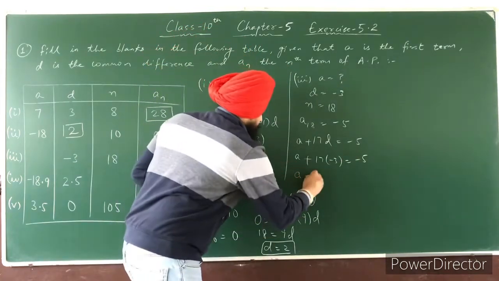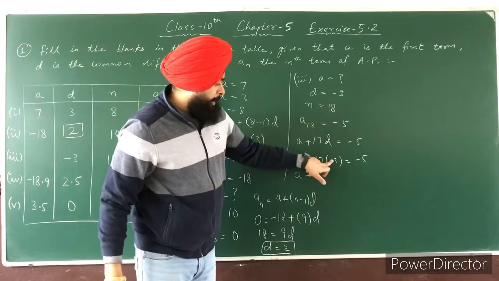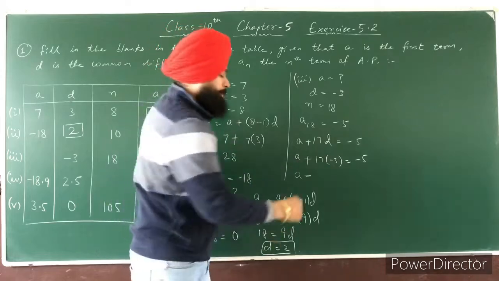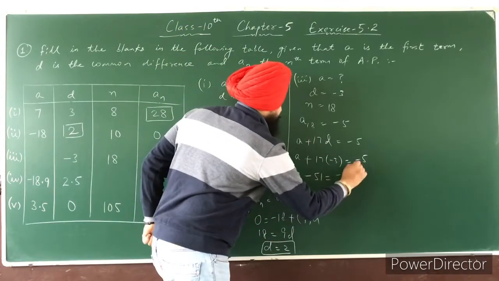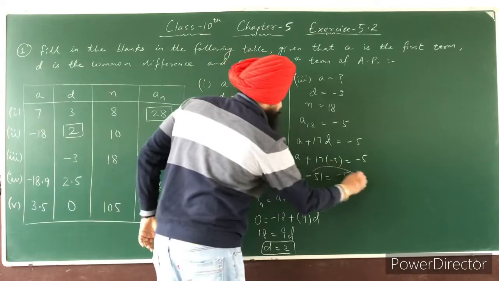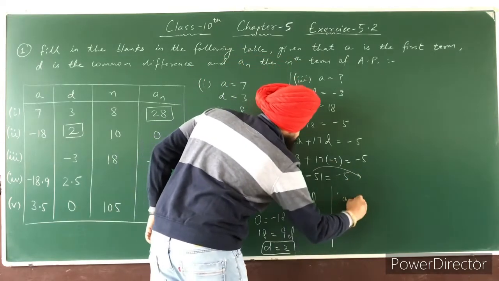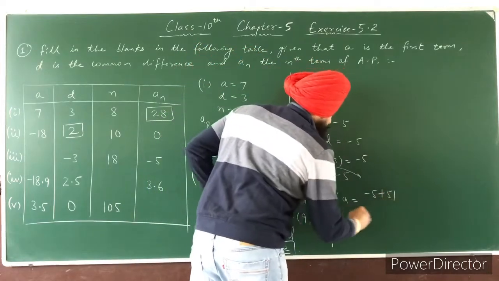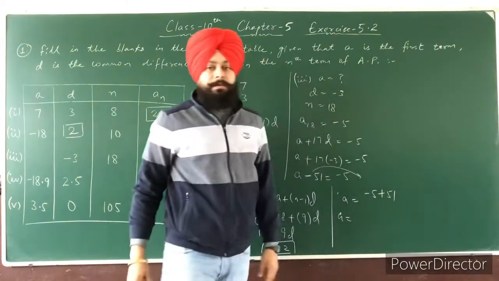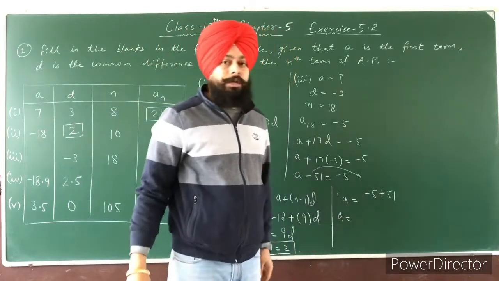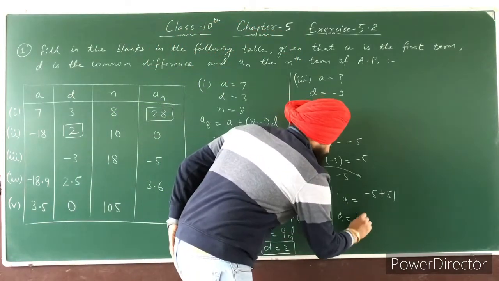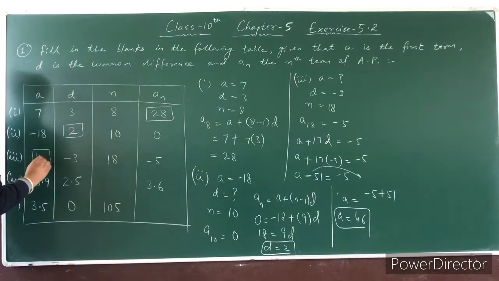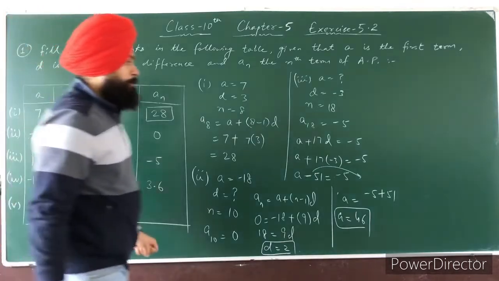Now see here, a plus, plus minus, so change the sign here. 17 threes are 51, so a minus 51 is equal to minus 5. Now you can take this minus 51 on the other side. It is how much? Minus 5 and plus 51. So 51 minus 5 is 46. It means the value of the first term is 46.